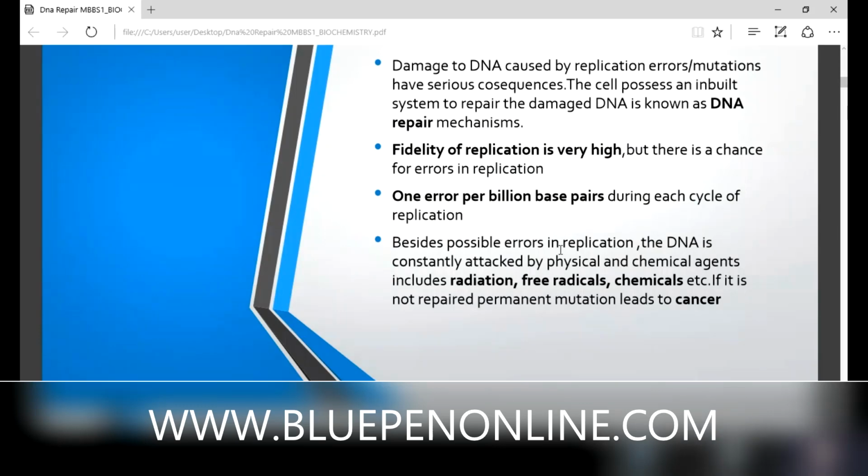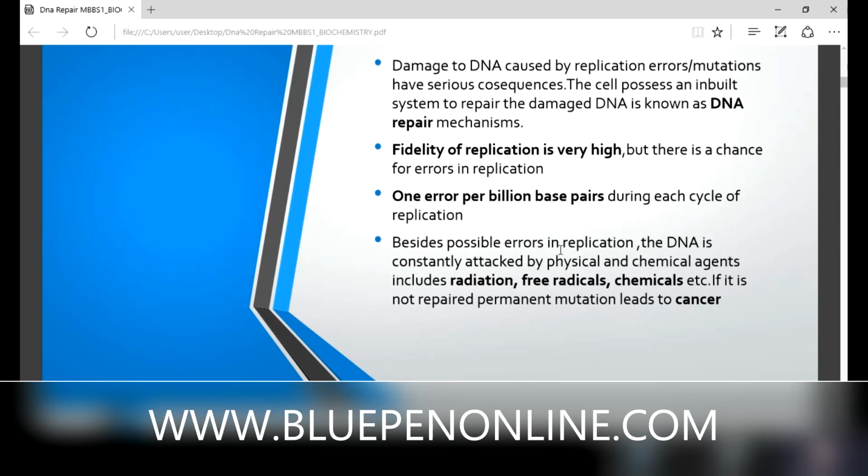If it is not repaired, permanent mutation will occur that will lead to cancer. So how does cancer form? We know there is a genetic reason, and many reasons are found for cancer. One of the reasons is this: if the DNA damage is not repaired, permanent mutation will occur that leads to cancer. That's about the introduction of DNA repair.